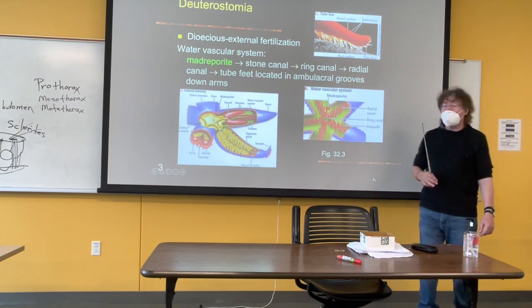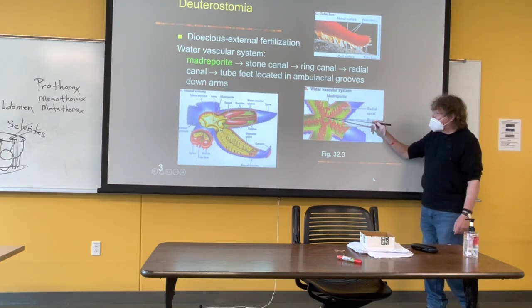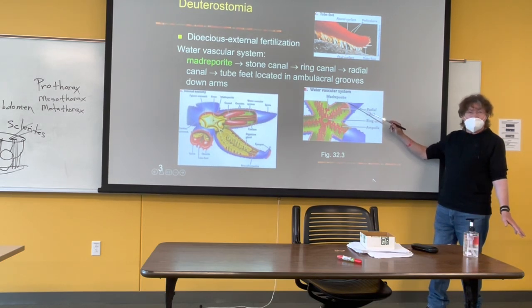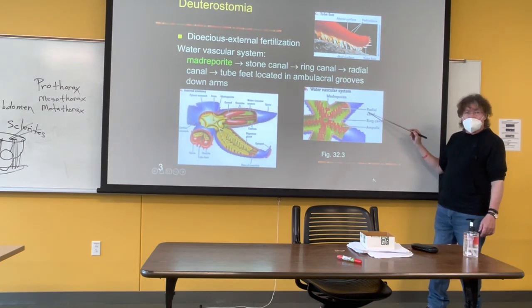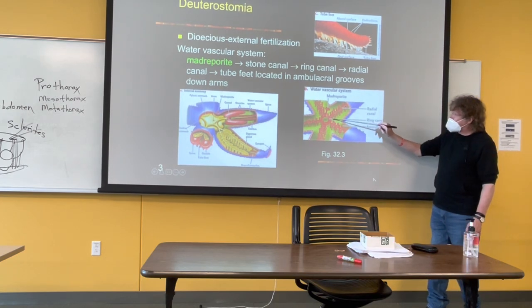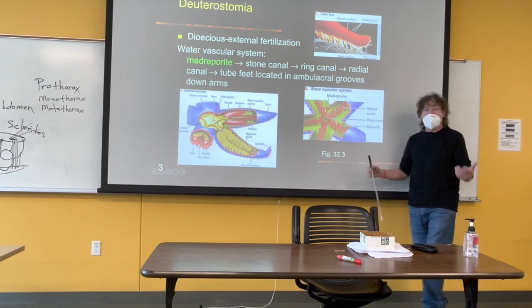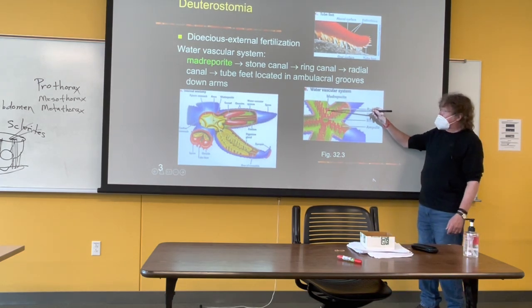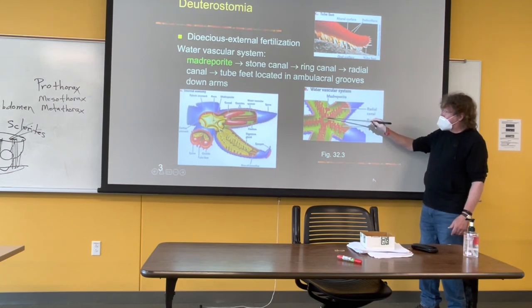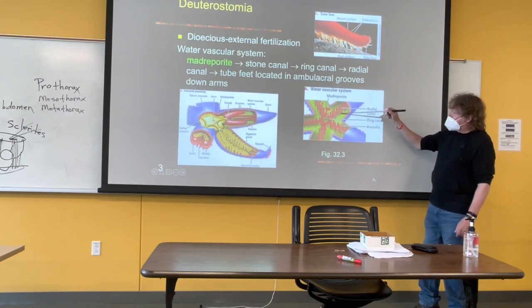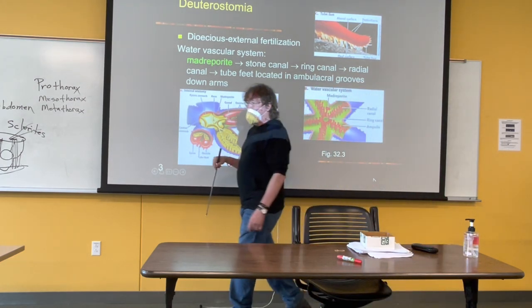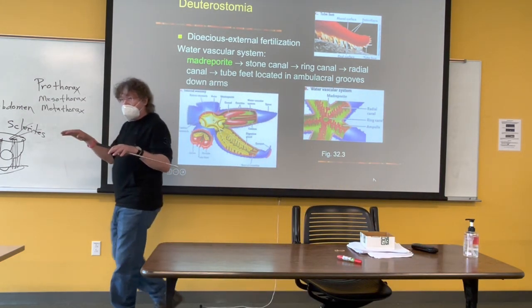Okay, now from the ring canal there is also a calcified structure that goes down each of the arms of the starfish. This is called the radial canal. And along the side of the radial canal are tubes that connect to the tube feet. So the water is brought into the madreporite, through the stone canal, through the ring canal, down the radial canal, and it creates pressure in the tube feet. Okay, so it can walk with these tube feet.